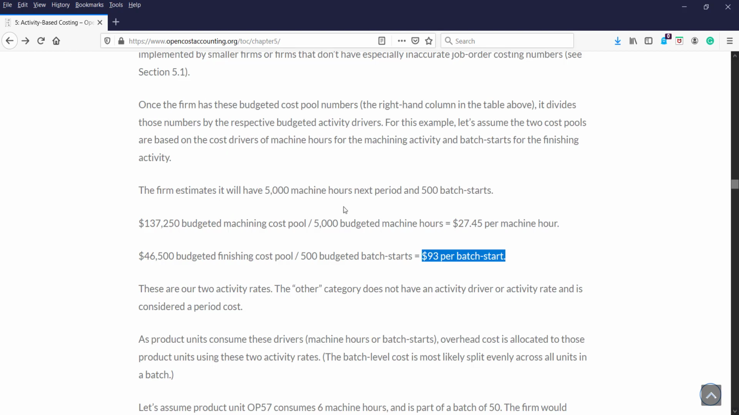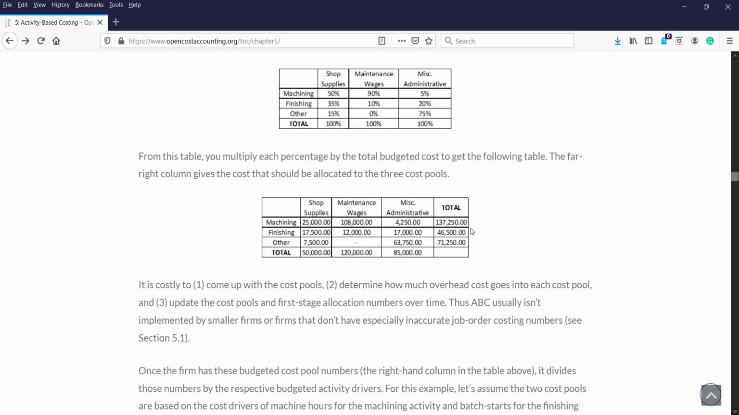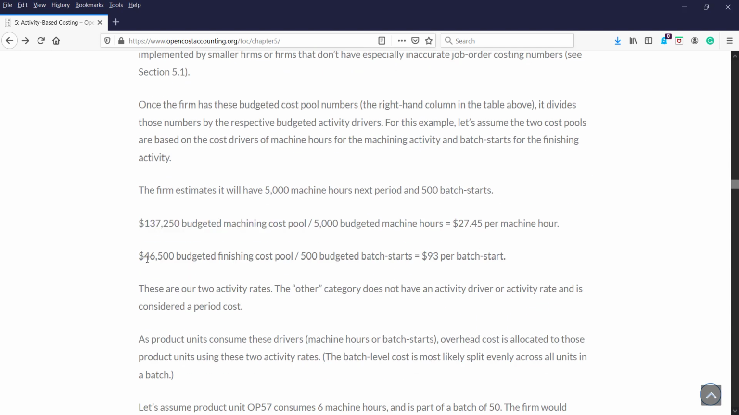And here's my example in the textbook. I've got the two cost pools that I developed right here, 137, 250, and 46.5 in our numerator, and then 5,000 in the denominator here and 500 in the denominator here. We end up with $27.45 per machine hour and $93 per batch start.